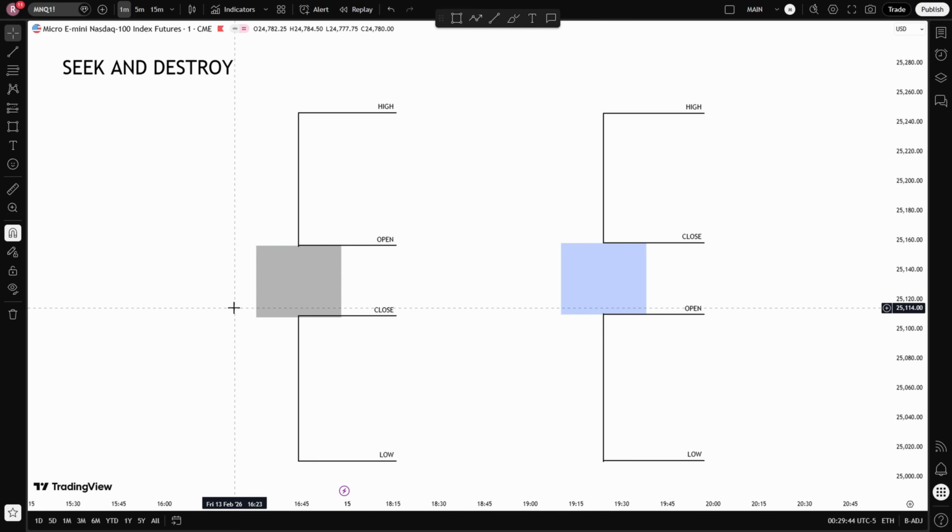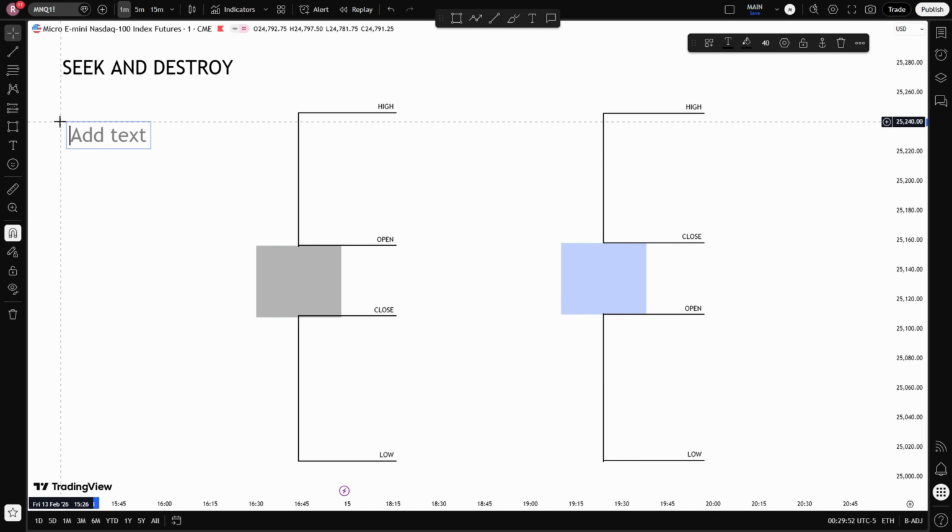Similar to my previous video in this series, I'm going to focus strictly on London and the New York AM session. Those are the two sessions where most of the volatility, liquidity, runs, and meaningful delivery happen. So even when we're discussing a seek and destroy profile, we're still framing it around those time windows. Now, what does a seek and destroy profile actually look like on the daily chart?